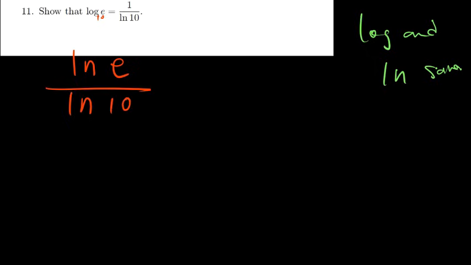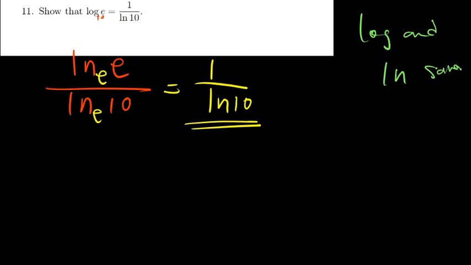So you are changing to ln. Ln is always changing it to base e. So you put e, you put e. You can clearly see that ln e is 1. But ln e of 10, we don't know what that is. So we just put it like that. So this is exactly as that one.